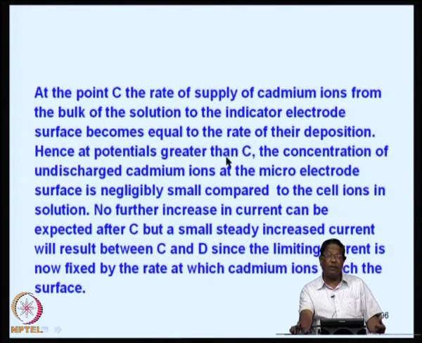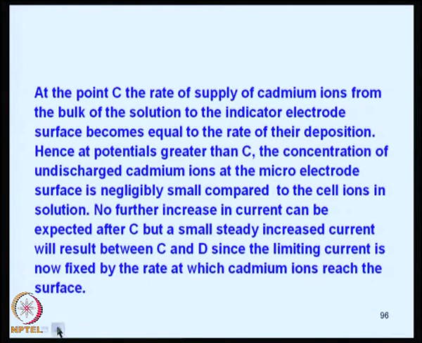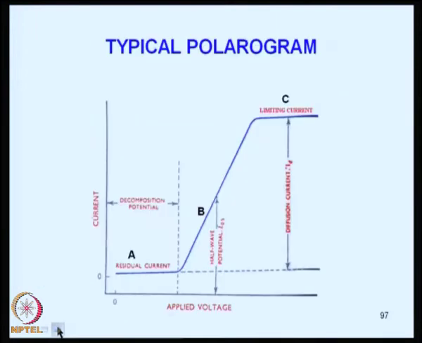So, at potentials greater than C, the concentration of the undischarged cadmium ions at the microelectrode surface is negligibly small compared to the cadmium ions in the solution. No further increase in current can be expected after C, because the rate of deposition and rate of travel are all the same. So, between C and D, the limiting current is now fixed by the rate at which cadmium ions reach the electrode.